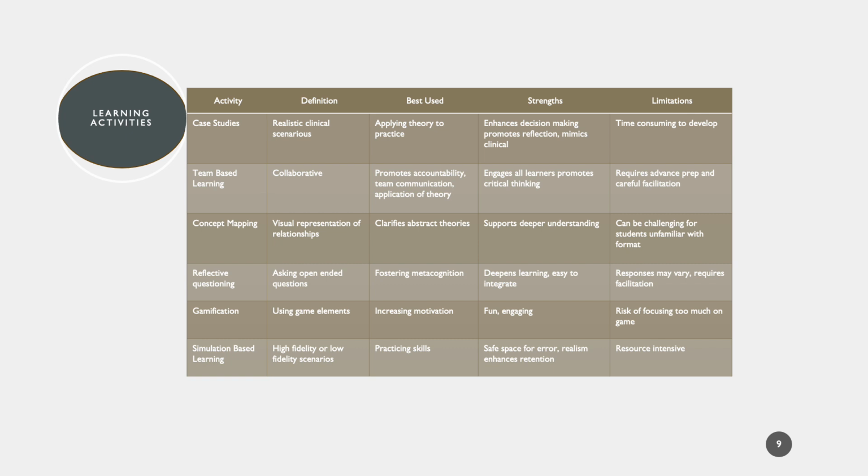Concept mapping is our third method. This tool allows students to visually organize theoretical concepts and see how they relate to each other and to practice. It's really excellent for helping students clarify abstract theories and build conceptual understanding.